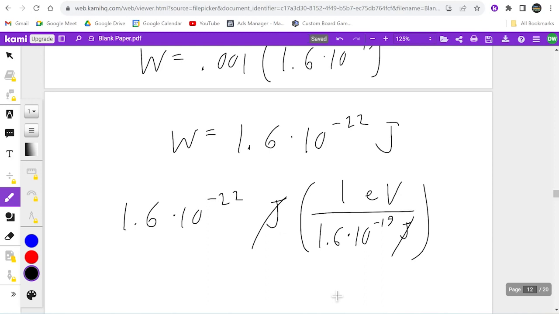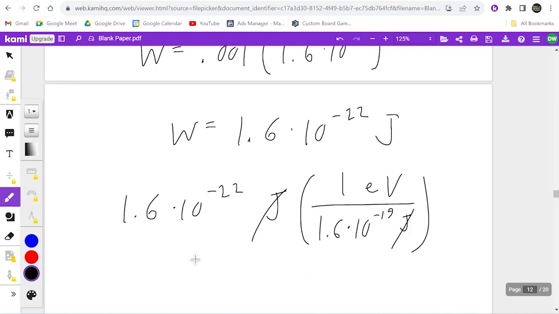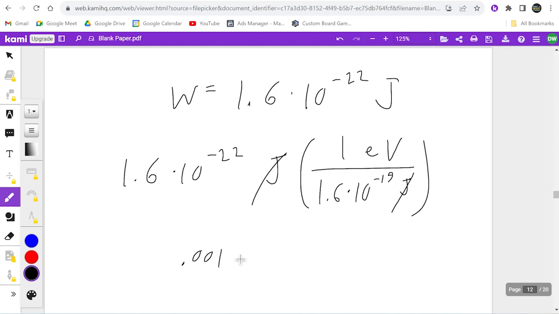So 1.6 times 10 to the negative 19th. Oh, whoops. Did I do that right? No, I have it backwards. 1.6 times 10 to the negative 22nd divided by 1.6 times 10 to the negative 19. I get a final answer of 0.001 electron volts. Well, I shouldn't circle that yet. I haven't figured out if it's positive or negative, but that's the magnitude.